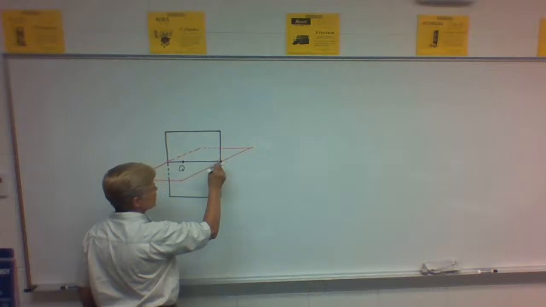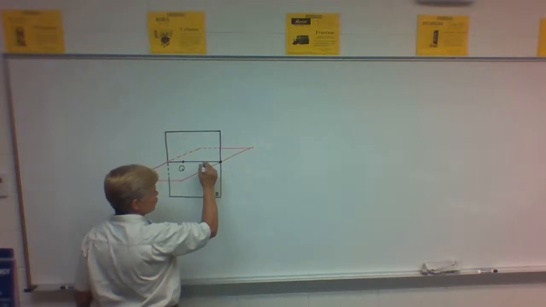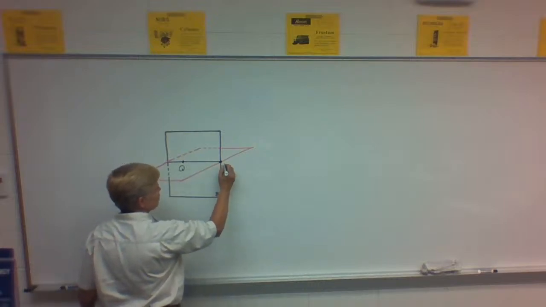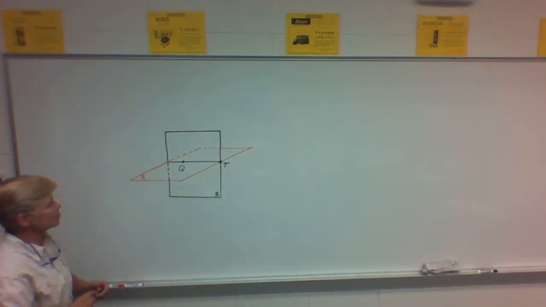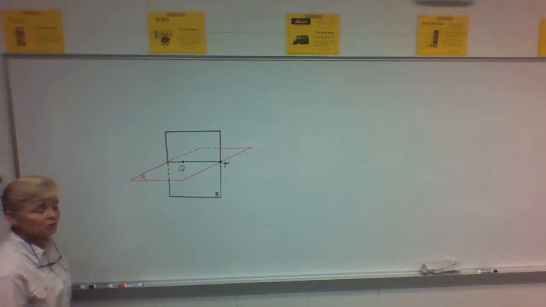This point over here, it doesn't have to be this point. I'm just saying it could be anywhere on this segment. So I'm putting it over here. You can put it here if you want. I'm going to call this T. So plane R and plane B intersect in line QT. You understand all those words?